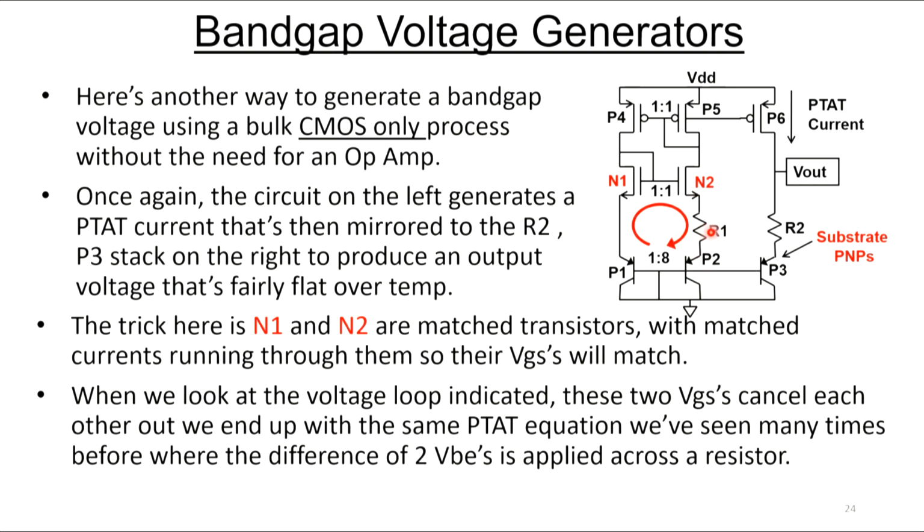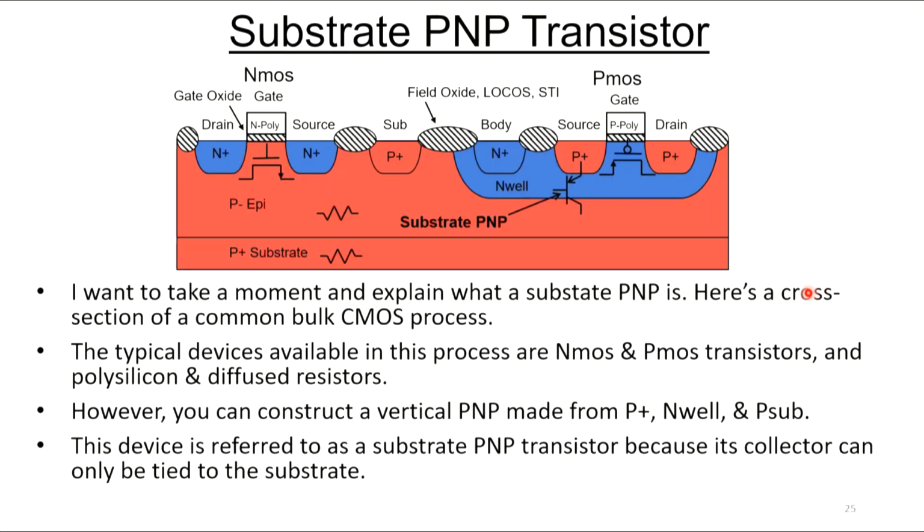The voltage across R1 is just the difference of 2 VBEs here. And so once again, it generates a PTAT current. That PTAT current is mirrored up here and put through a resistor and then through another diode, in this case, a substrate PNP. So again, this is how you might generate a bandgap voltage if you were in an all CMOS process. Now, I'd like to show you what a substrate PNP is.